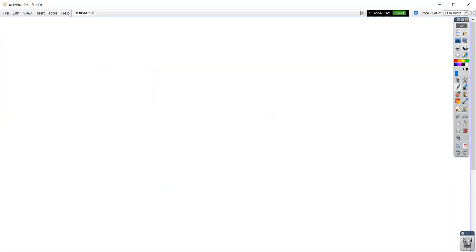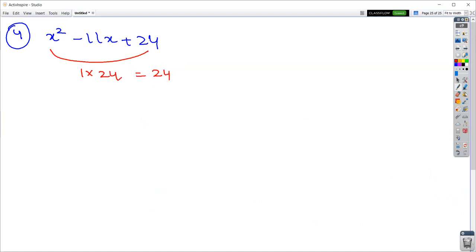Going to the next example now, which is the fourth one. And here we're going to see a similar example to what we have done in example 3. So having x squared minus 11x plus 24, I'm going to again start with the same thing by multiplying the first and the last term together. So 1 times 24 makes 24.